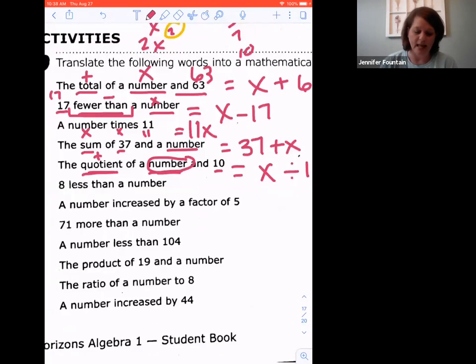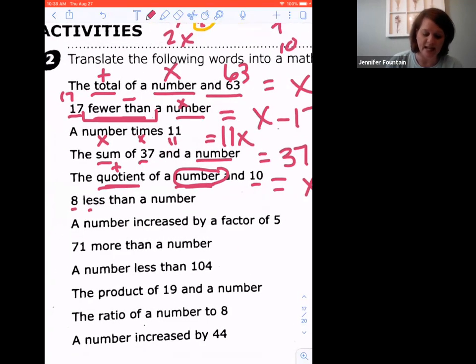All right, 8 less than a number. So think about that for a minute. Less than, I know I'm subtracting, what needs to come first? My number or 8? My number has to come first. So it's going to be x minus 8.